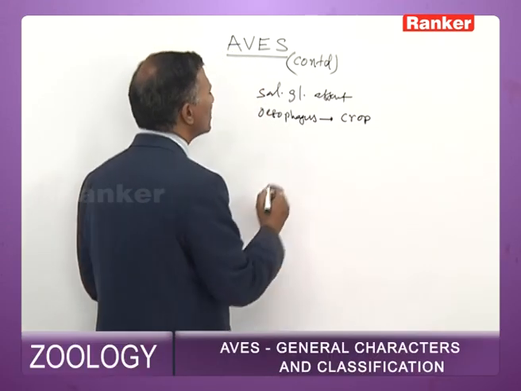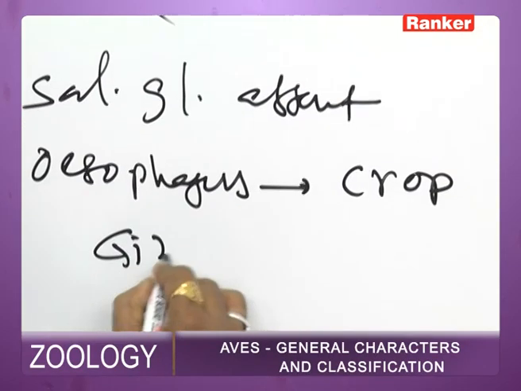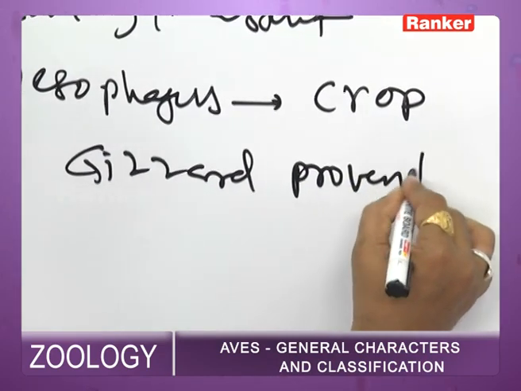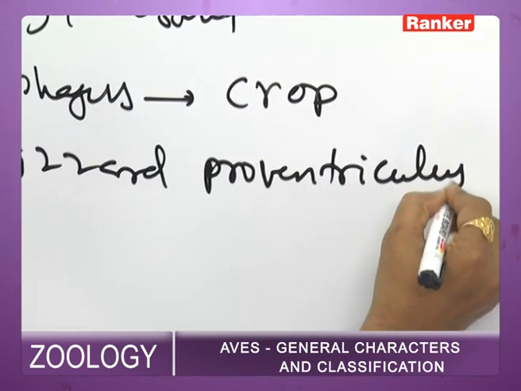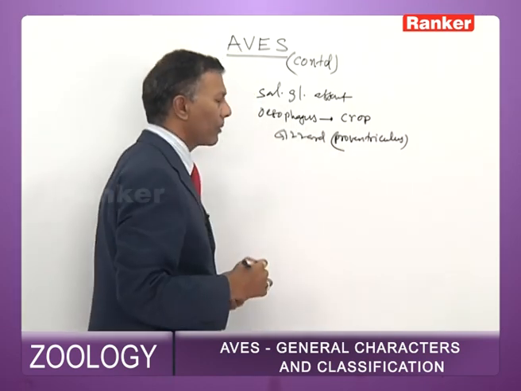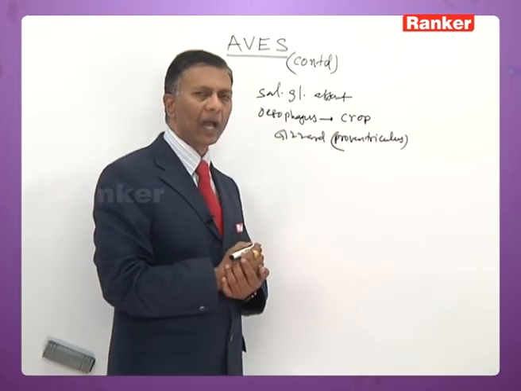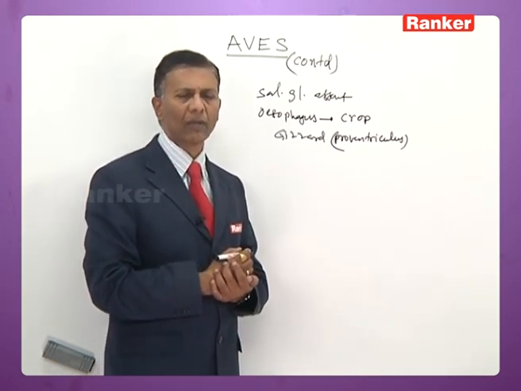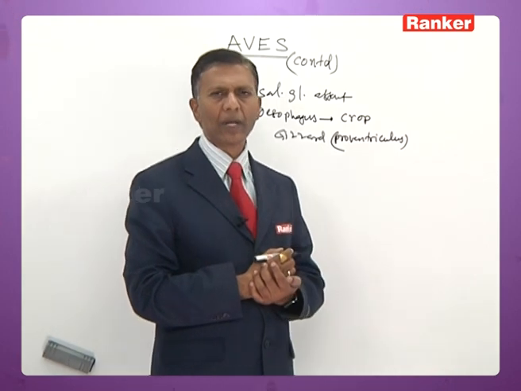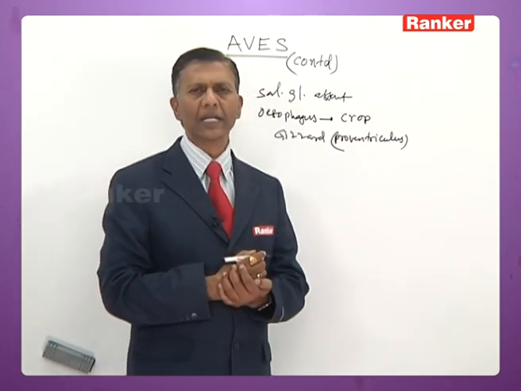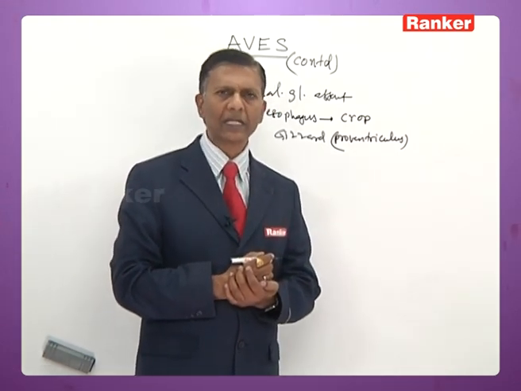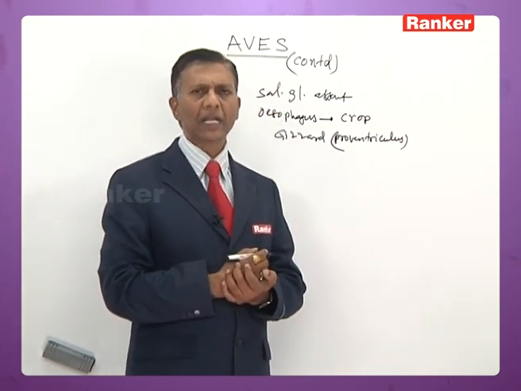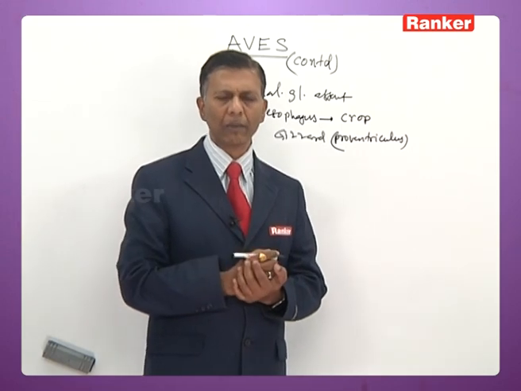Then this crop is followed by gizzard or proventriculus. This gizzard or proventriculus acts as a grinding mill. Internally, it is lined by stratified keratinized epithelium. It is made up of only circular muscles. It helps in maceration of the food along with small pebbles.